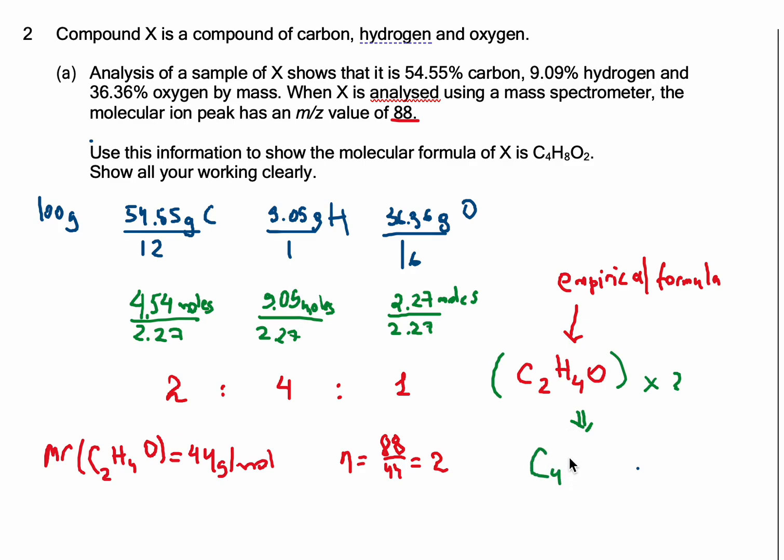If you multiply by 2, you get C4H8O2. Very simple. So if you do it like this, you get all 3 marks.